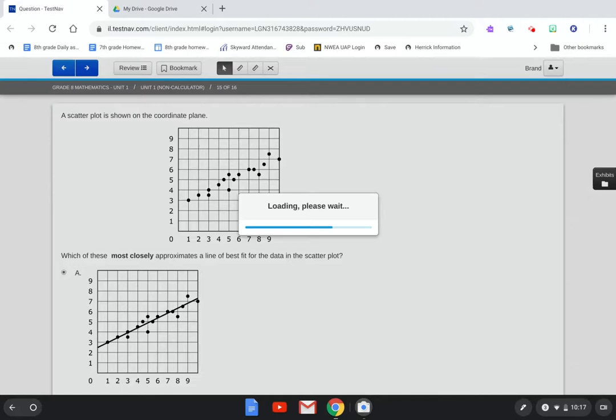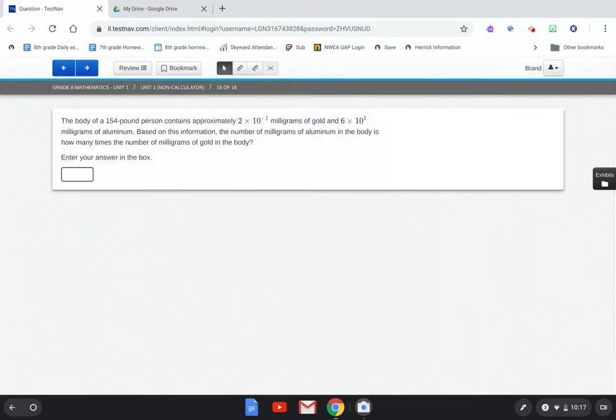All right, last question. We're almost there. So the body of a 154-pound person contains approximately 2 times 10 to the negative 1 milligrams of gold and 6 times 10 to the first power milligrams of aluminum. Based on this information, the number of milligrams of aluminum in the body is how many times the number of milligrams of gold in the body?